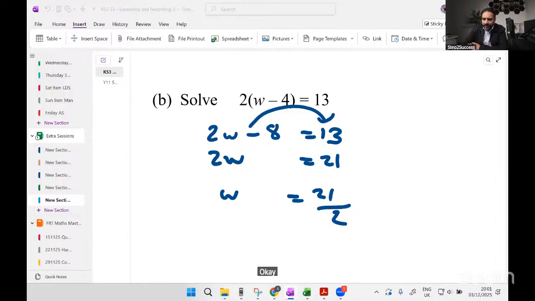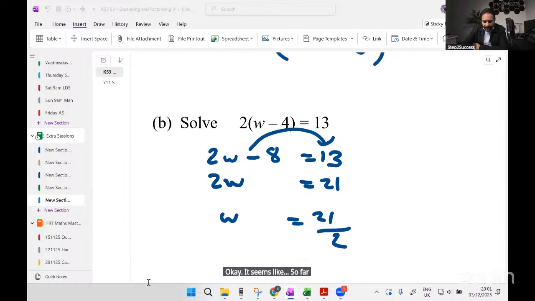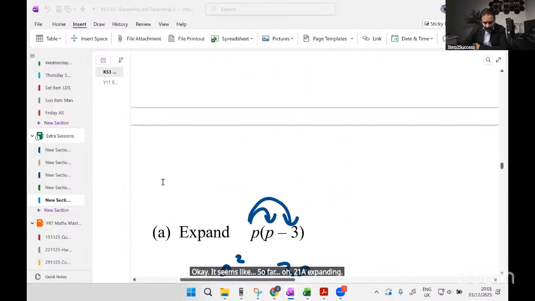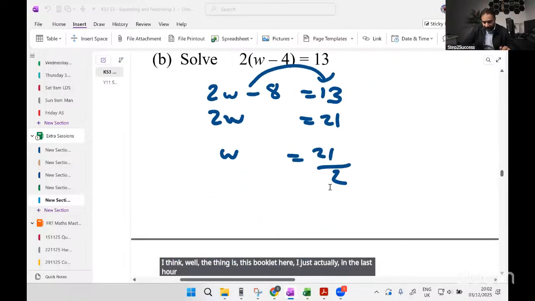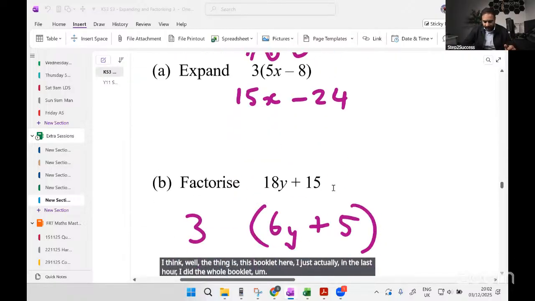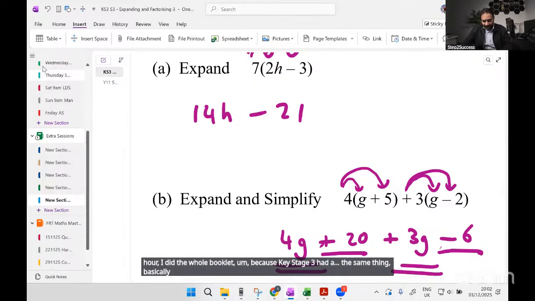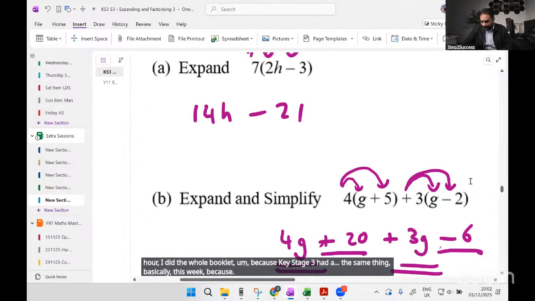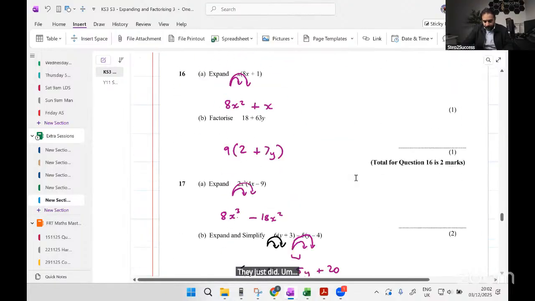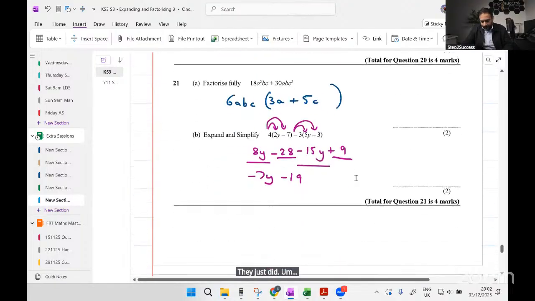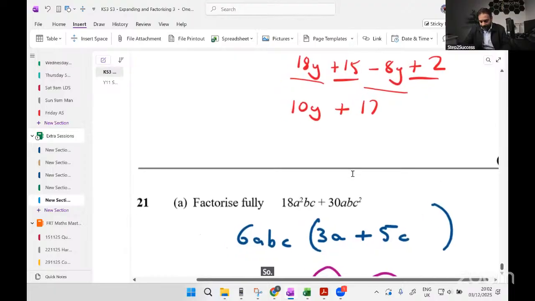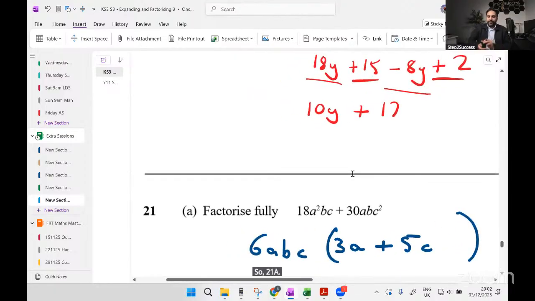Okay. It seems like so far, oh, 21A expanding. Well, see, the thing is, this booklet here, in the last hour I did the whole booklet because Key Stage 3 had the same thing basically this week. So 21A looks like this. And that is the answer to it.